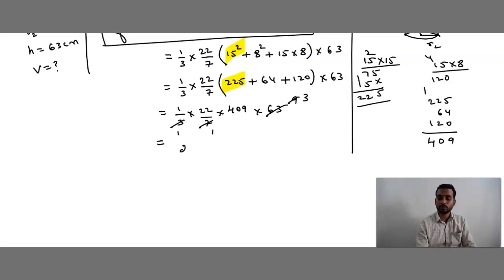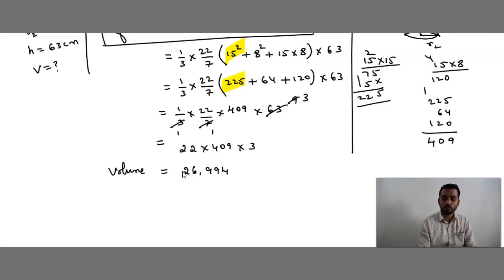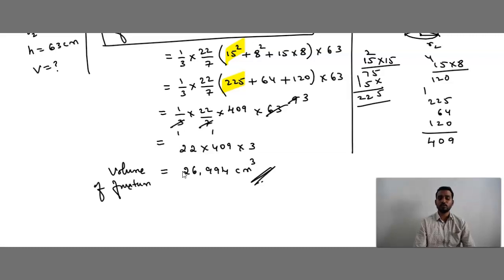So now what are the terms left out? 2 into 409 into 3. If you multiply, what is the answer? 26,994. So this is the volume of the frustum. Volume means centimeter cube. So the volume of the frustum is 26,994 centimeter cube. I hope you have understood this problem. Let me solve the next problem.